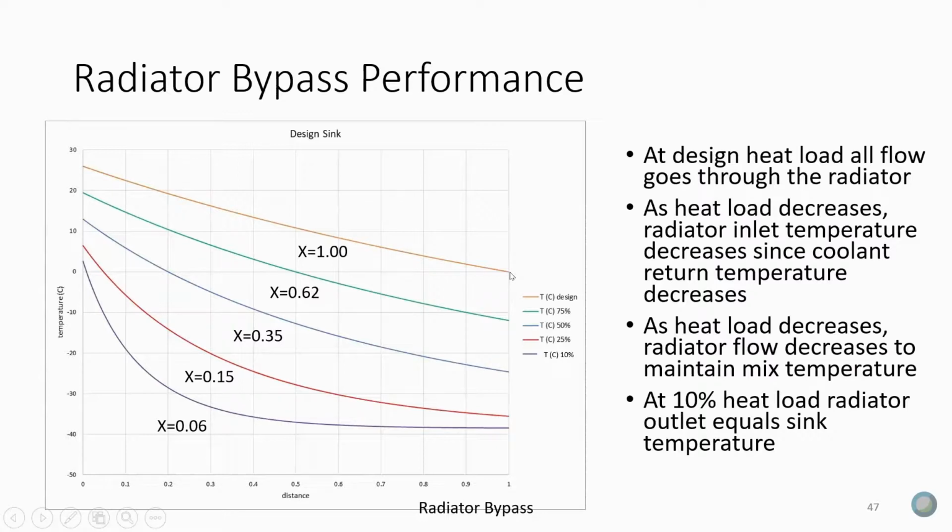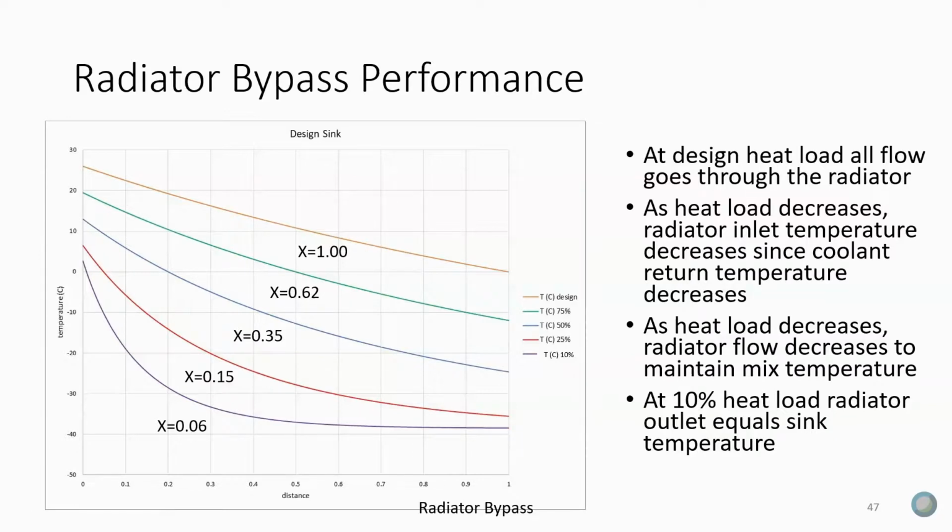So at x equals 1, so this is design, come in at 26 because we are taking the 4 degree drop across the interchanger, go out at 0. Again, 4 degree drop across the interchanger. So now what happens as I change my heat load? So I go to 75% of my heat load, and again, at this same environment, I'm actually doing 62% of the stuff goes through the radiator. And its temperature at the outlet drops. At 50%, we're only going 35%.